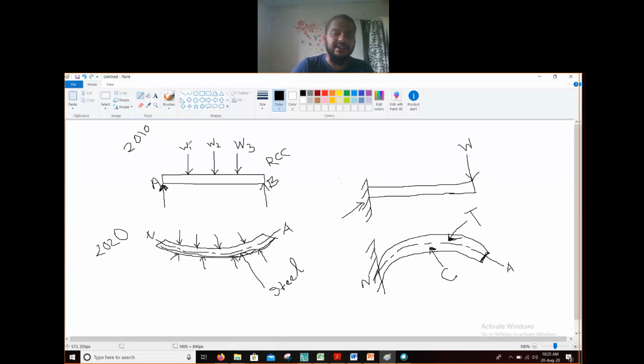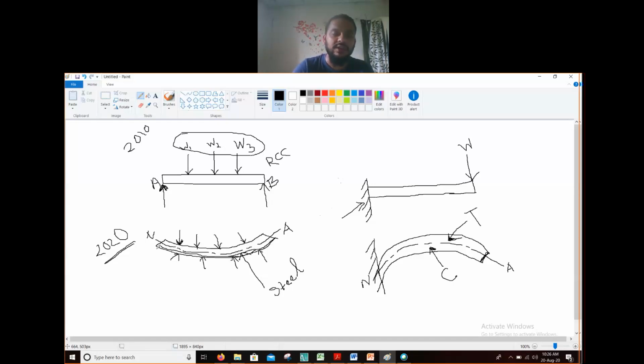Then after 10 years, now in 2020 you will see that your beam will deflect a little bit, just like your beam will bend like this. Okay, that means why is this beam bent like this? Because it has been 10 years. These three loads have been acting continuously on the beam for the last 10 years, and as a result your beam has been deflected like this.